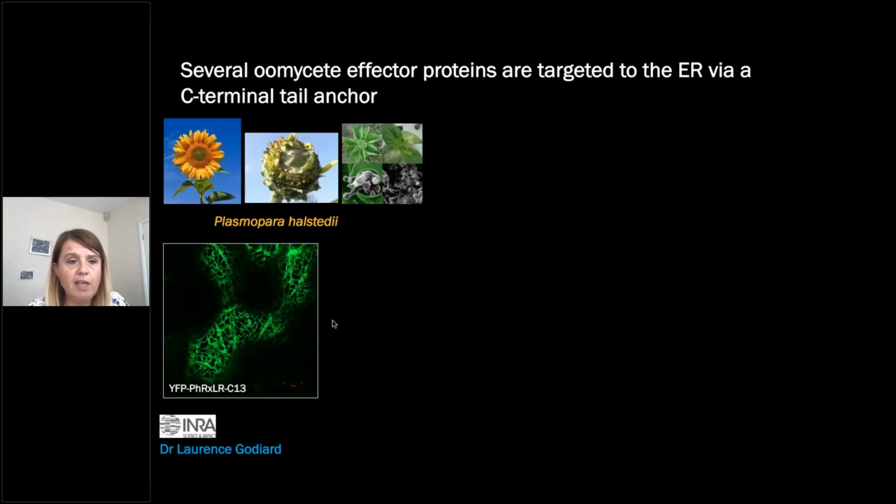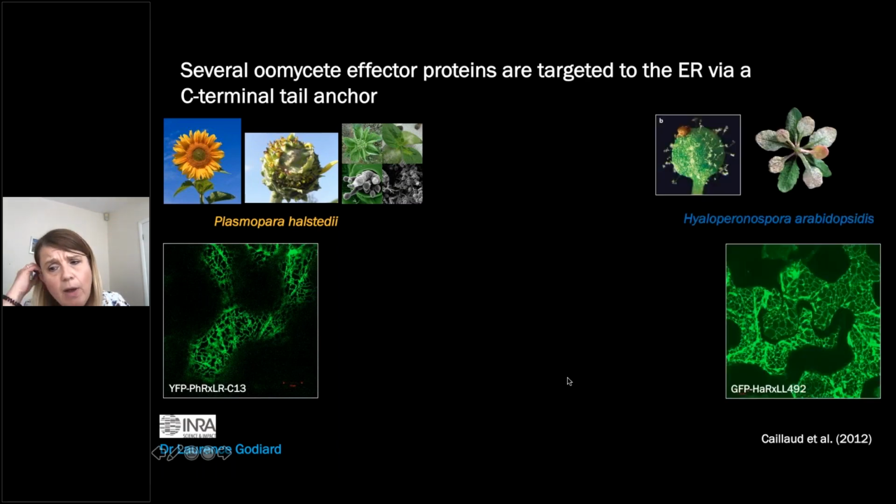Okay. So one of our collaborators in France, INRA, very kindly gave us a subset of the RXLR effectors from the sunflower downy mildew pathogen, which is an oomycete, Plasmapara halsteadii, and these effectors localized to the endoplasmic reticulum. And then a few years ago, Jonathan Jones's lab published a number of effectors from Peronospora, a subset of which also localized to the ER. So I got my hands on this subset of effectors and confirmed that they localized to the ER in our hands, and then looked in more detail at the protein's structure.